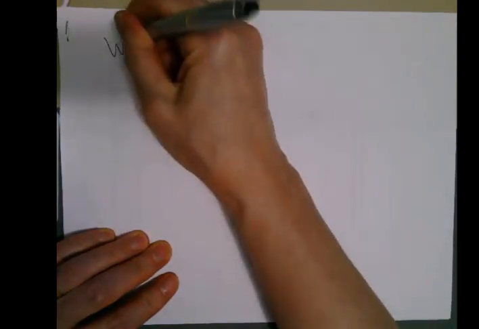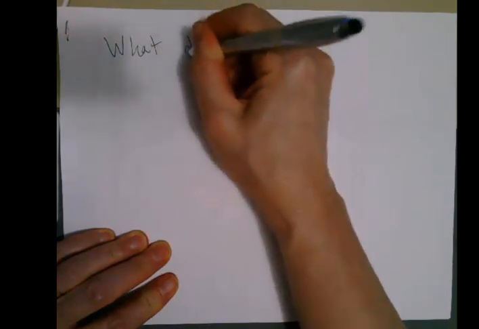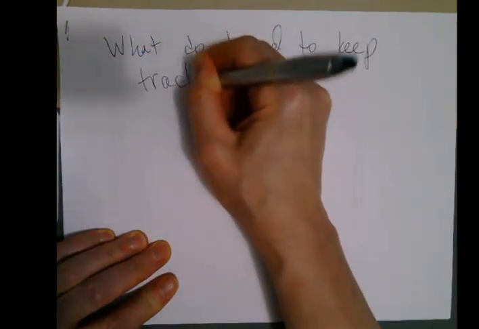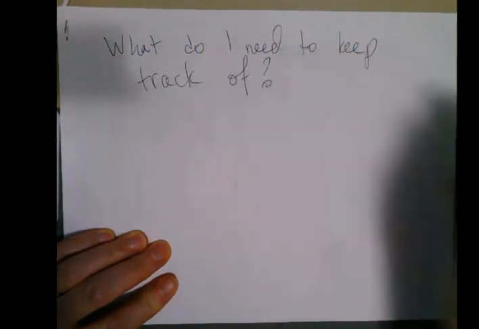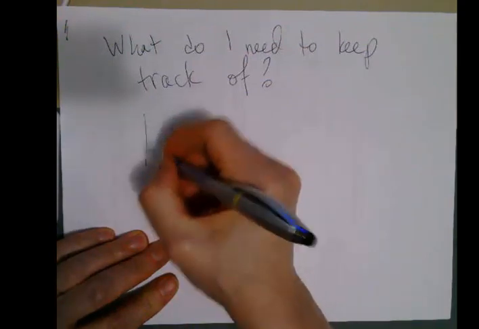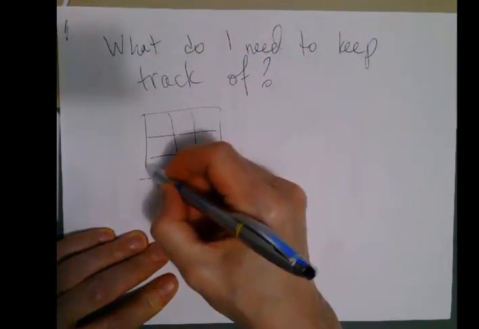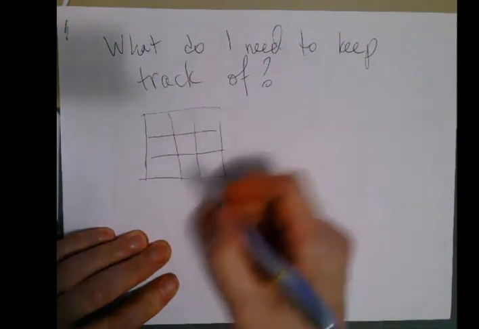Okay, so to figure out the size of the state space, you need to figure out, how many states do I need? Really, what we need to do is answer the question, what do I need to keep track of in this problem? And for Tic-Tac Alpha, all we really care about is what square the player is in.